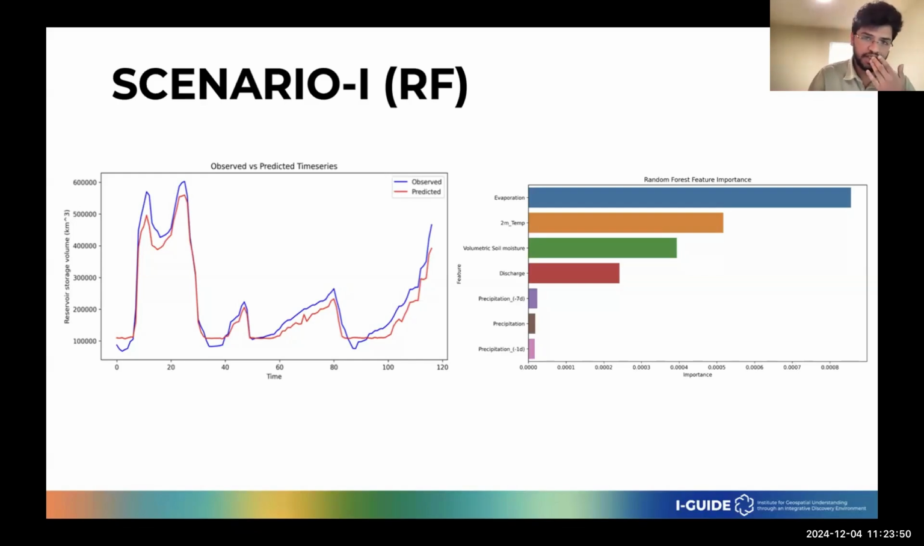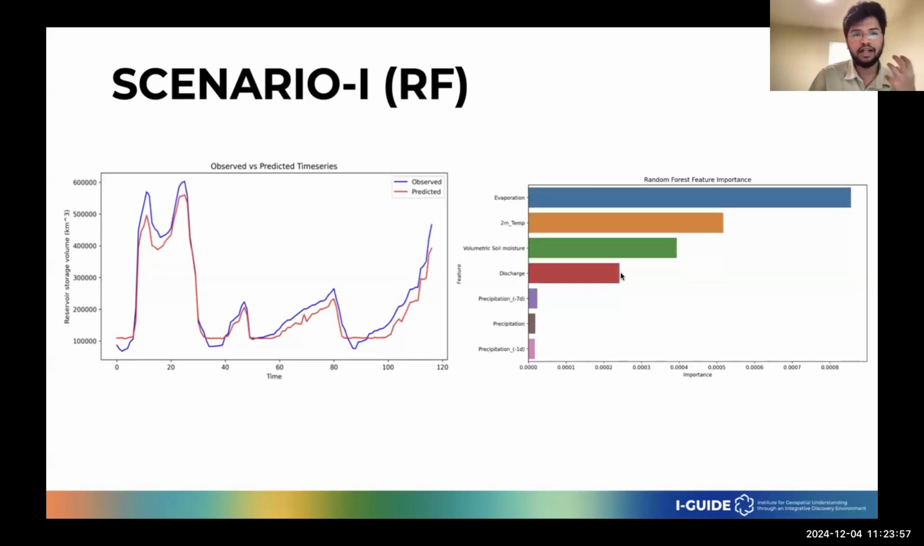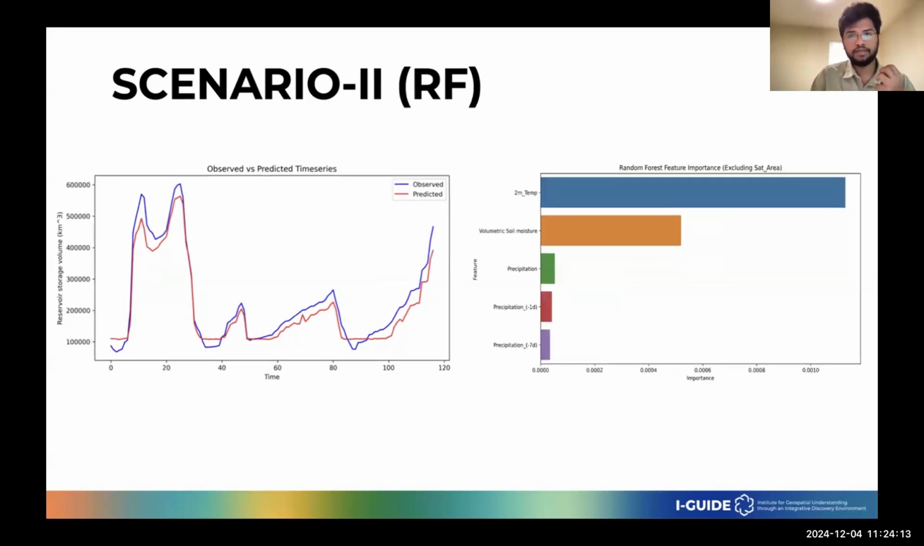Most interestingly, the remote sensing parameters helped in predicting the reservoir storage volume change in both scenarios, with both LSTM and random forest. So this is our scenario 2. This is our results from scenario 2.